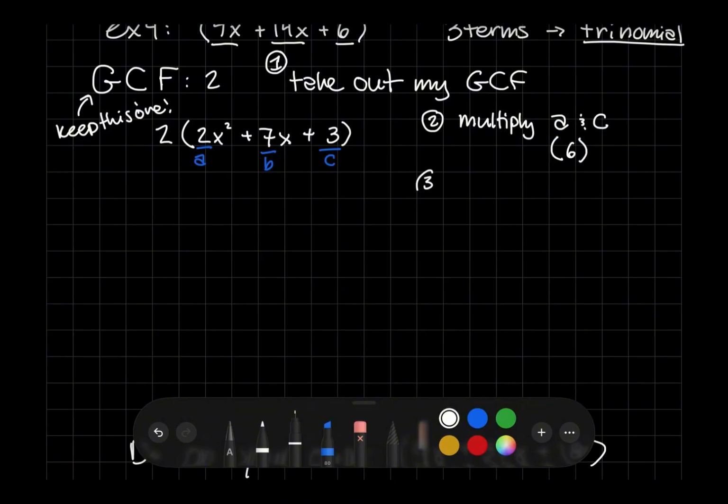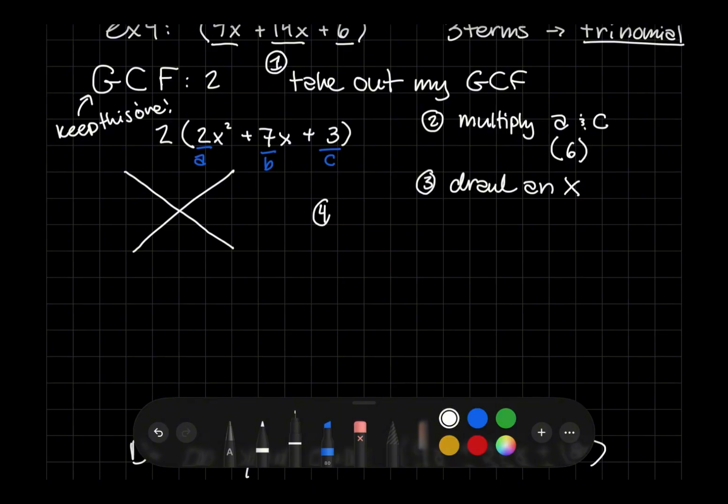Step 3, probably the easiest step, draw a large X. Draw an X. I'm going to go put that over here. Now, this X does not mean anything. It is not a variable. It is not a number. It is a visual tool that is going to help us. Some of y'all prefer the box method. That is totally all right with me.